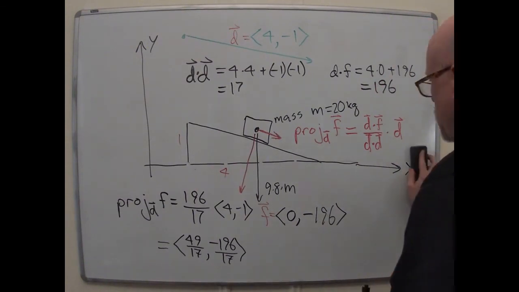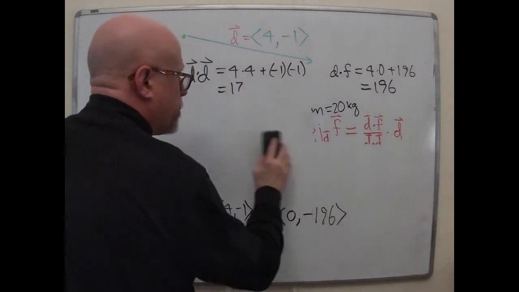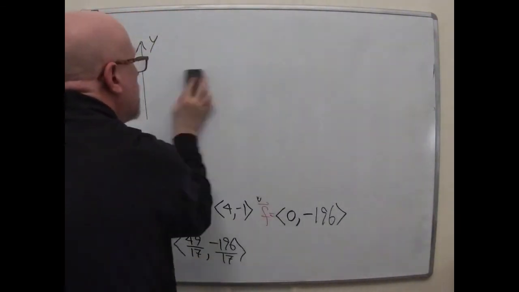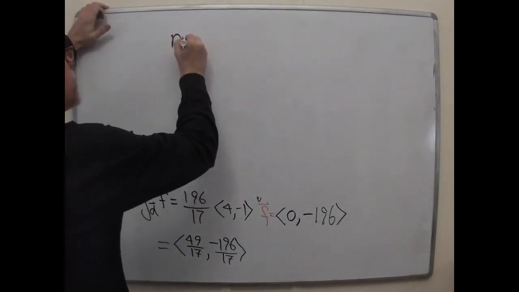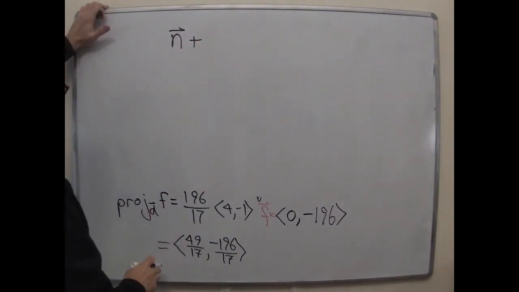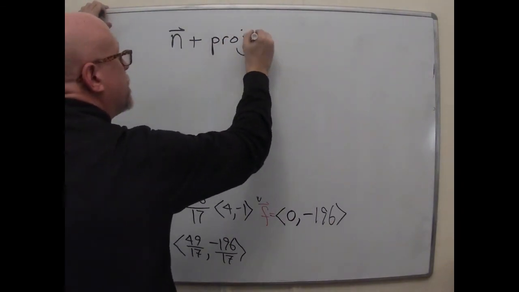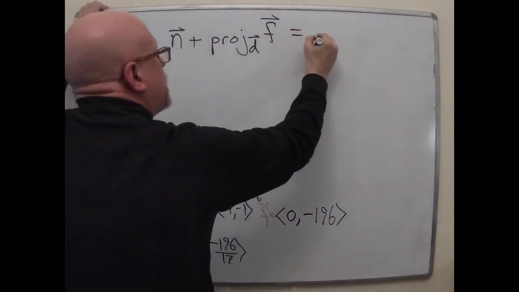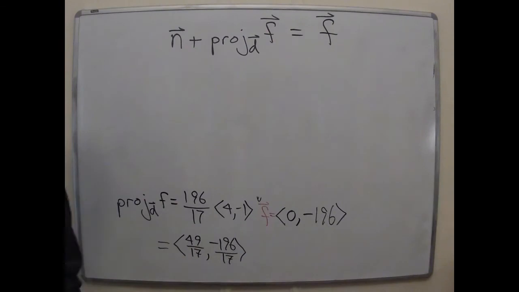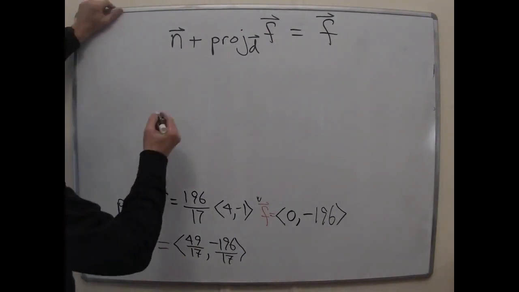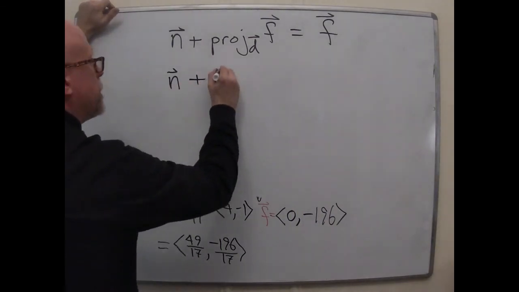I've gotten a little bit ugly on this board, so I'm just going to take out the top half so we still see the numbers involved with the two vectors we're interested in. What I was just saying is that the normal vector plus the vector we just got, the projection in the d direction of our force F, has to be equal to the force F. The two red vectors add up to what was the black vector. So let's say the normal vector is unknown, but we figured out the projection.